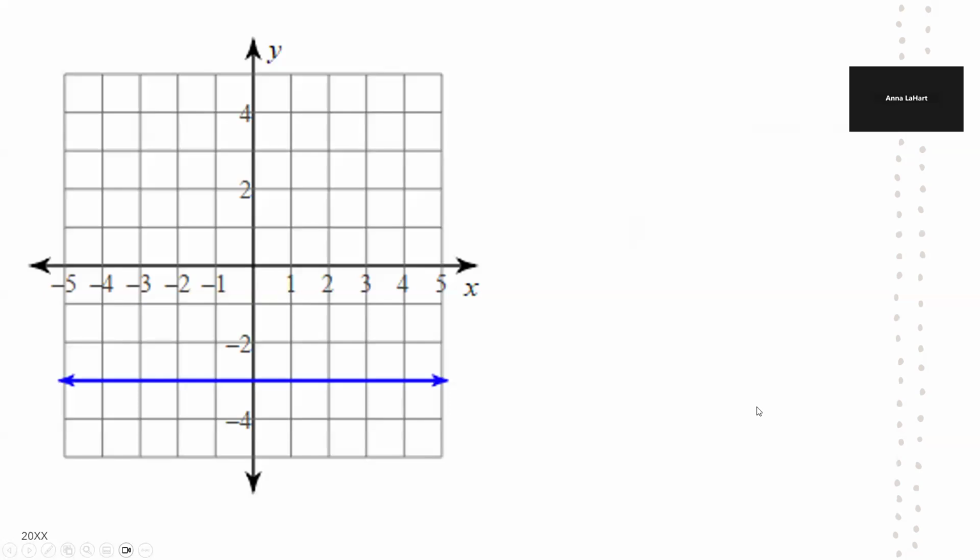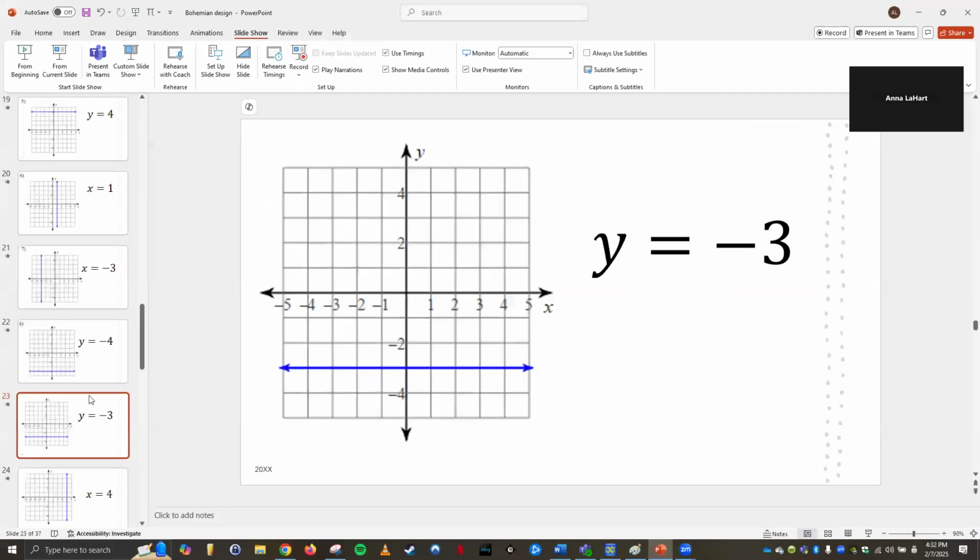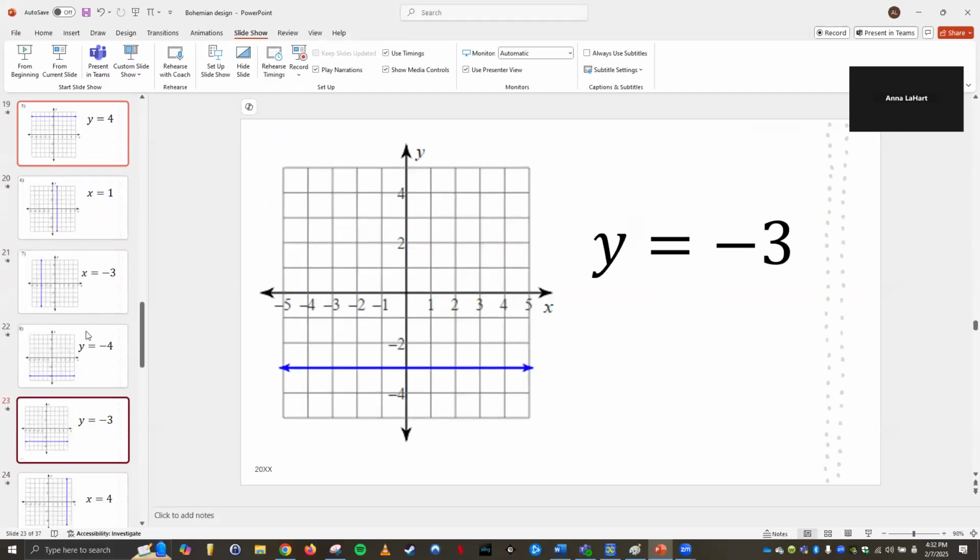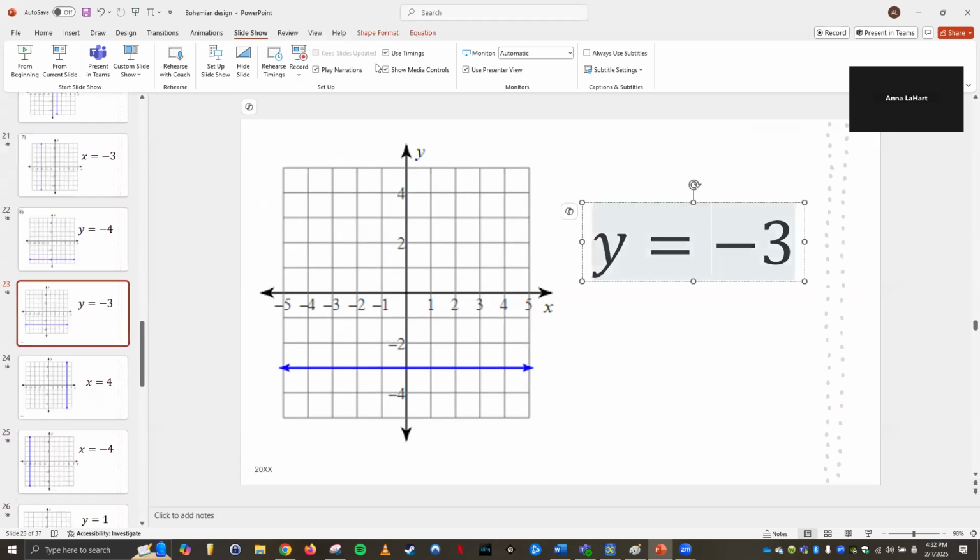In 3, 2, 1. Y equal -3. And we up. Can I screw that up? We're still graphing.